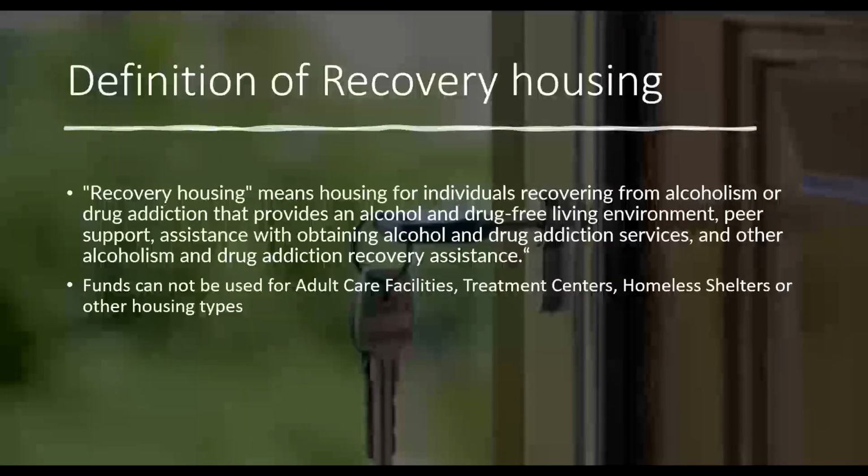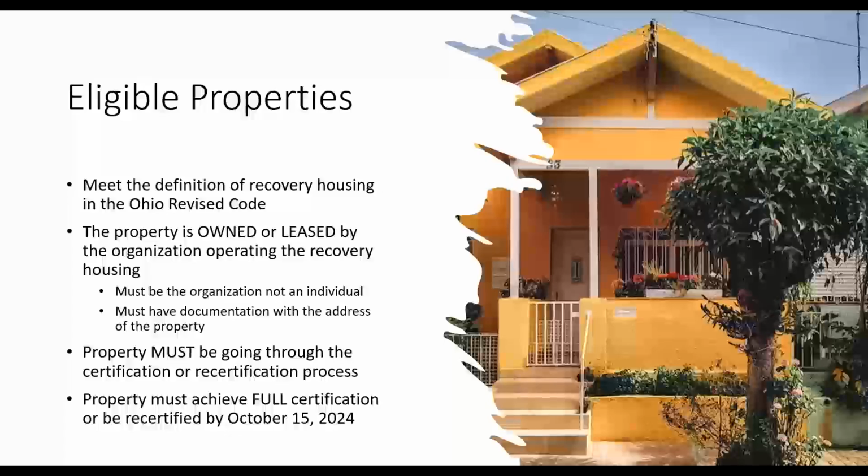They have to be used for recovery housing residences. And the property can be owned or leased by the organization operating the recovery housing. So the property must be owned or leased by the organization, not by an individual. So for example, if the business owner is the person who owns the home, and then the business operates out of that home, we need to see that it's the business, it's the organization that owns the home.